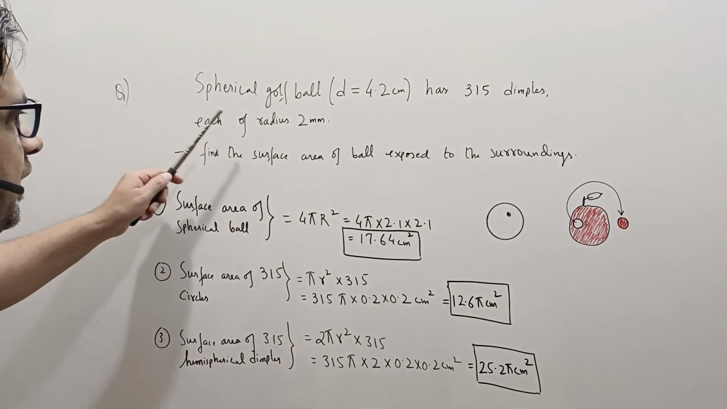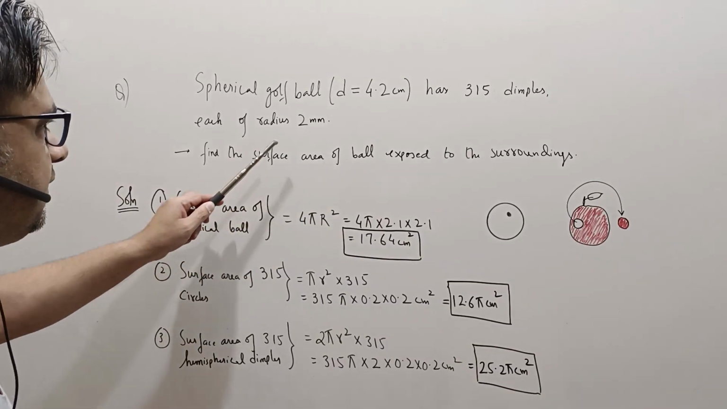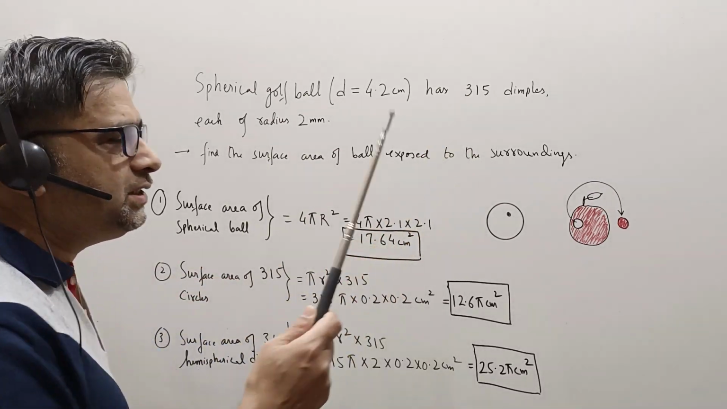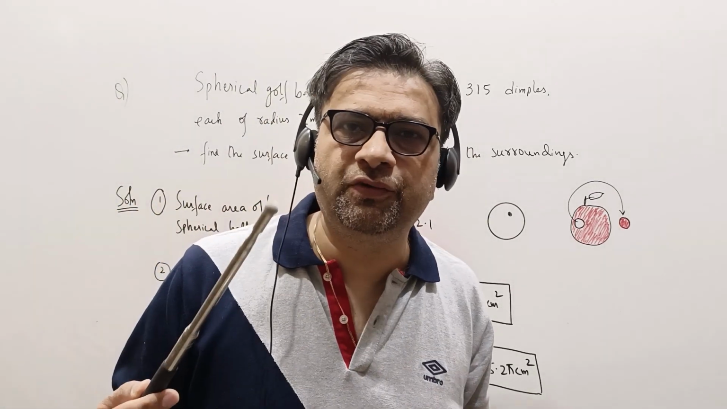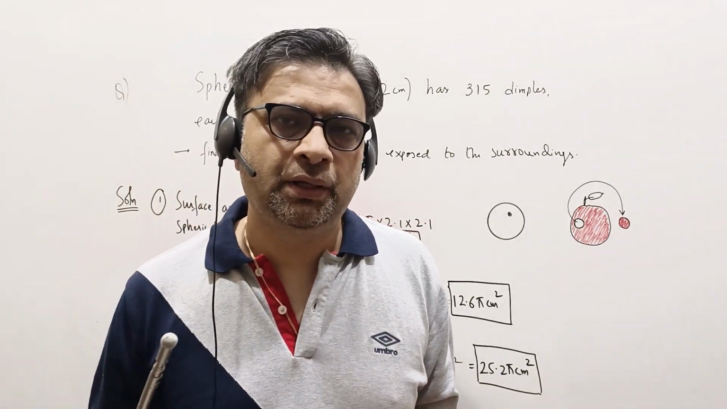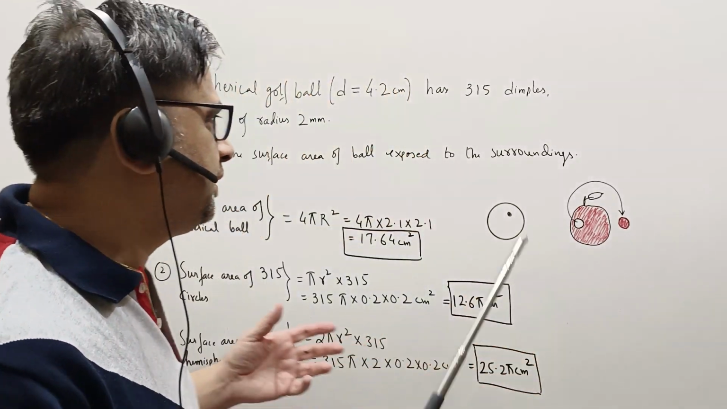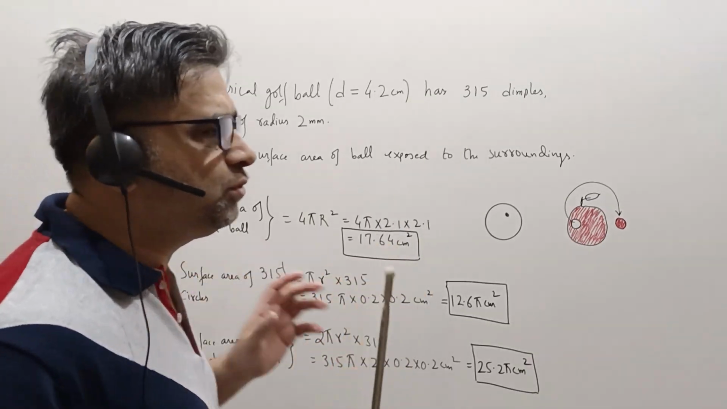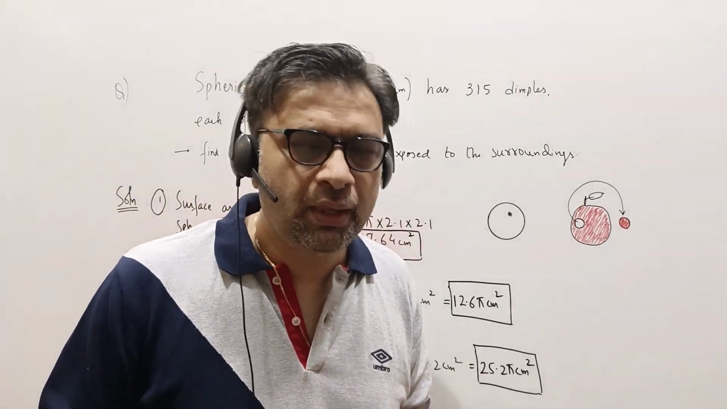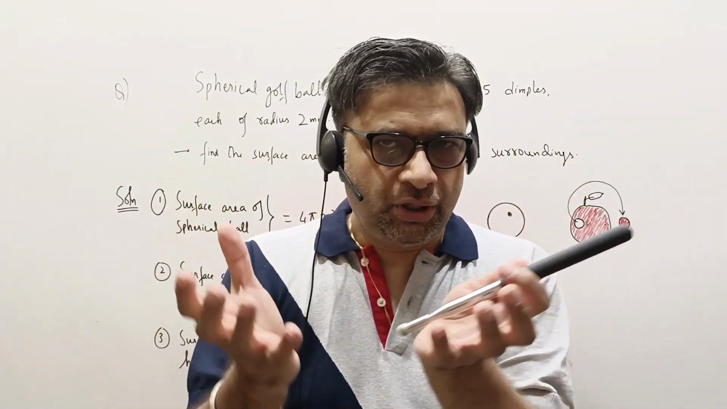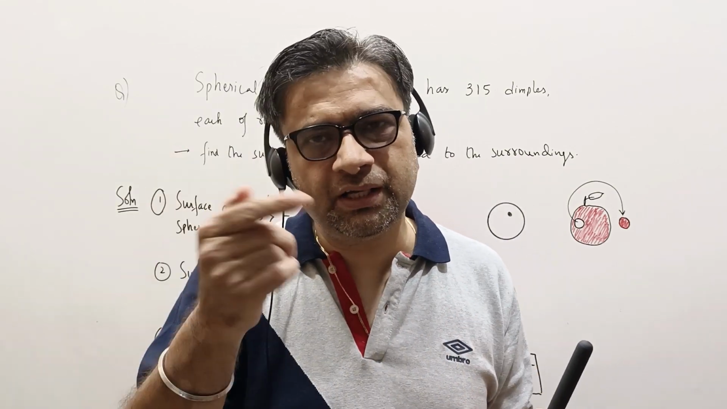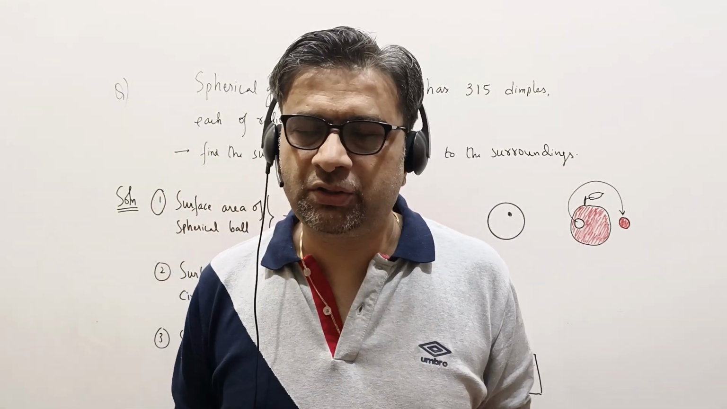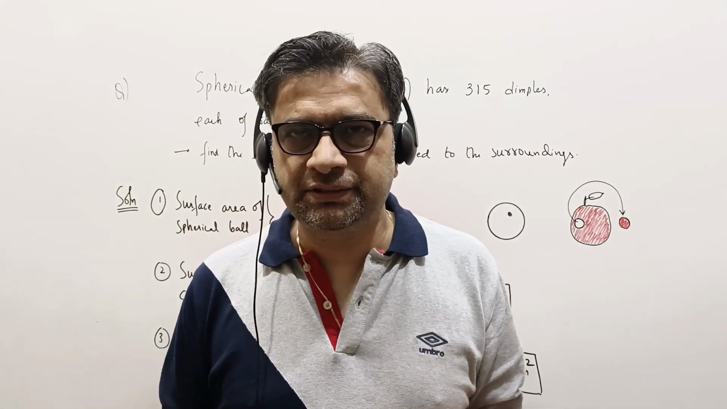So in this case, we have a spherical ball and there are 315 dimples, each dimple in the shape of a hemisphere. And then the requirement here is to find the total surface area of the ball exposed to the surroundings. So just consider a ball, and then there are hemispherical dimples carved out of the ball, and that is what we would find the surface area of.